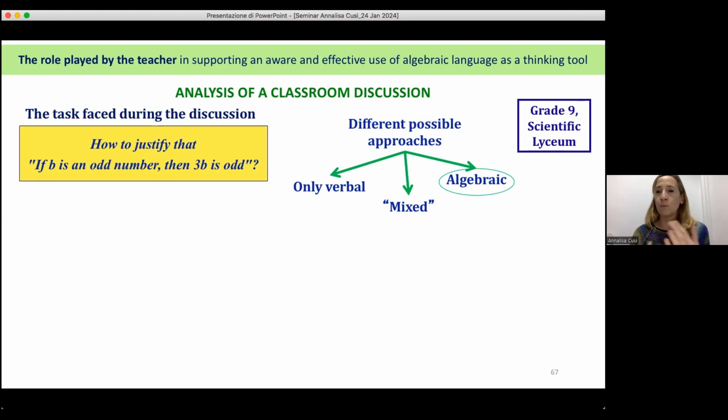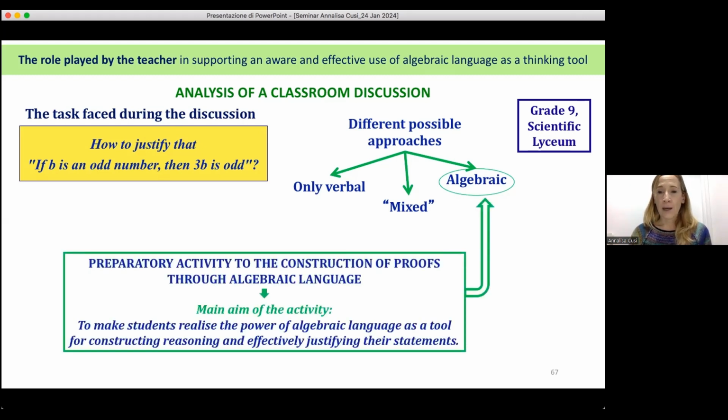Or we can also use mixed approaches with the use of both verbal and algebraic language. The aim of the teacher in this discussion is to focus on a complete, only algebraic approach. Why only algebraic? Because this was a preparatory activity to the autonomous construction of proofs by the students. So the main aim of the activity was to make students realize the power of algebraic language as a tool for constructing reasoning.